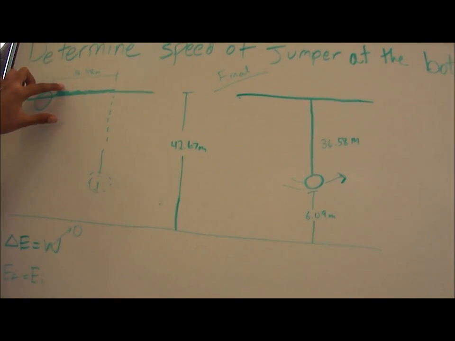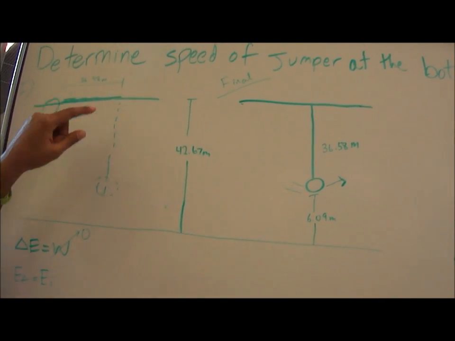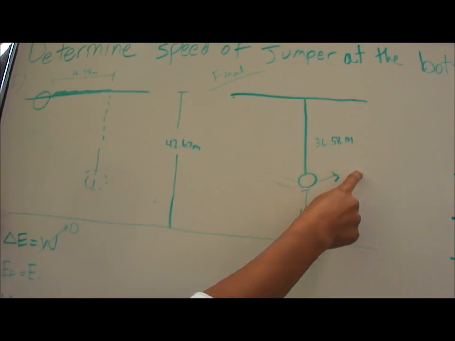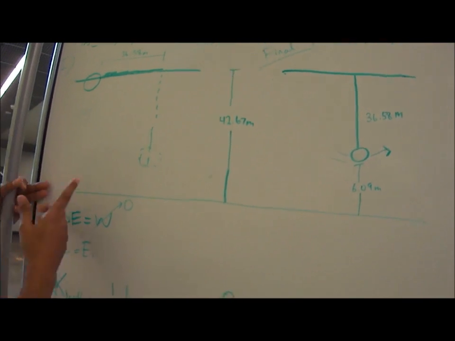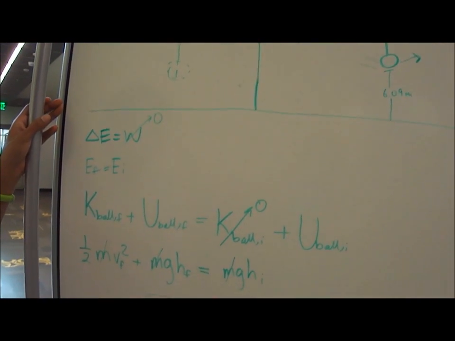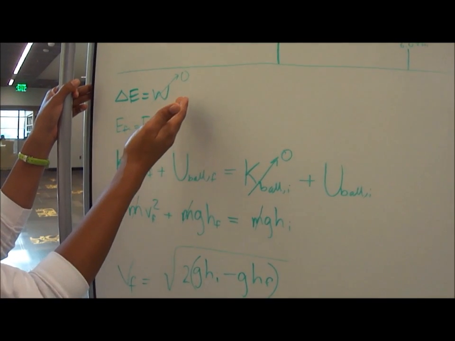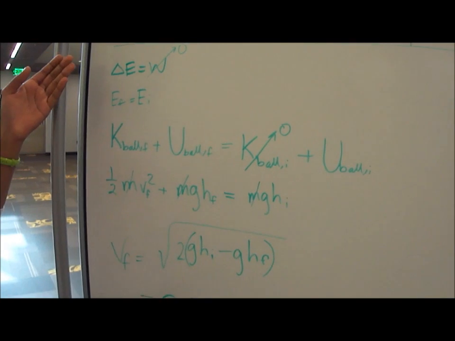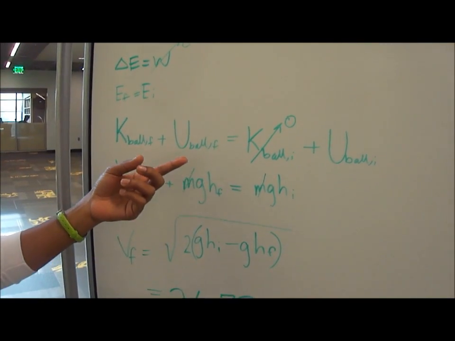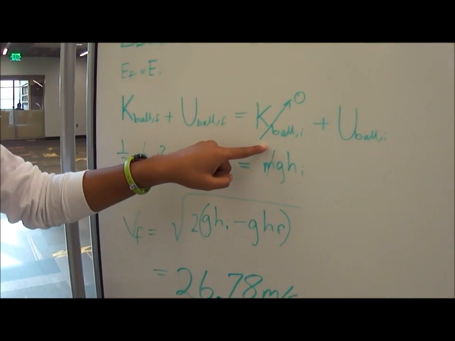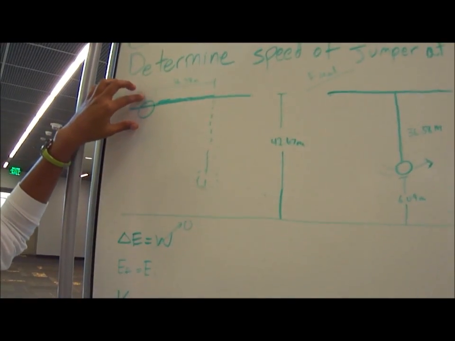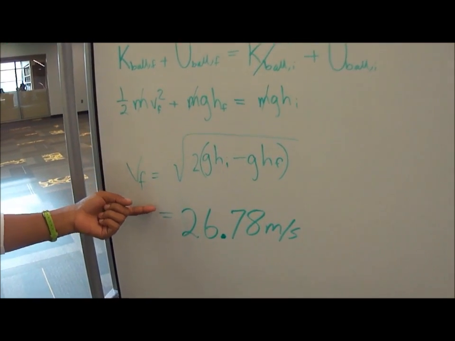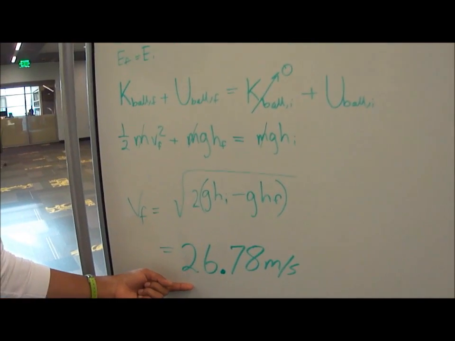So at the initial state, the rope is 36.58 meters, and in the final state, the rope is still 36.58 meters. Here, I used the energy principle to calculate the velocity. I set work equal to 0, and set my final kinetic and potential energies equal to the initial kinetic and potential energies. The kinetic energy initially is going to be 0 because he is up here at the top and not moving. So I solved for V final, and I got 26.78 meters per second.